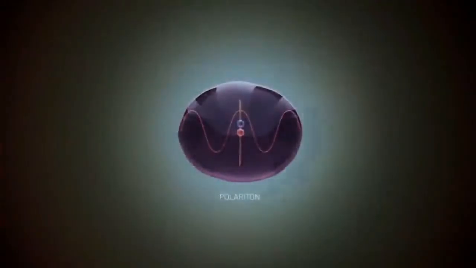Since the exciton and light are constantly interchanging, they behave overall like a new particle called a polariton, which has some of the properties of each.